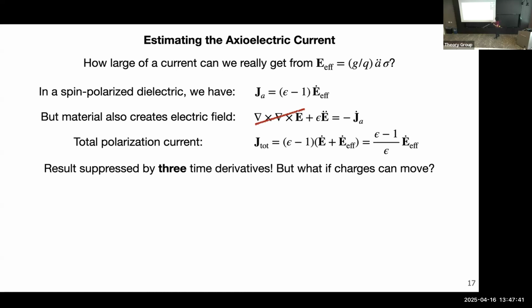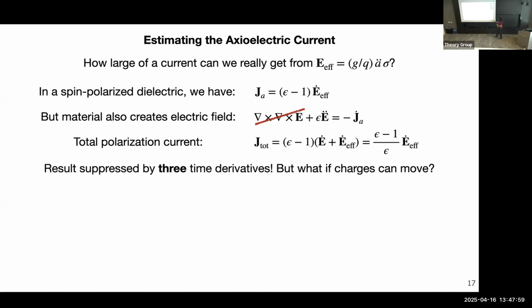And so that means that the total polarization current, which is due to both the effective field from the axion and the shielded E field induced by the medium, because you're inducing current inside it, when you combine these things together, you get this result: it's proportional to epsilon minus 1 over epsilon times E effective dot.